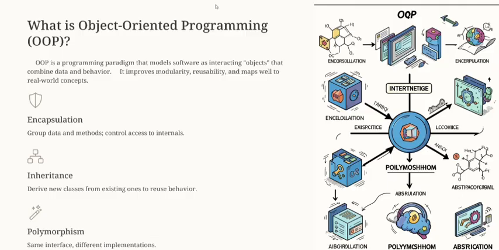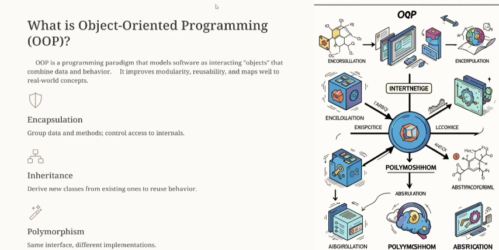So let's start with the basic question. What is object-oriented programming? Object-oriented programming is a programming approach where programs are designed using objects. In traditional programming, we mainly focus on functions and procedures. But in OOP, we focus on objects that contain data and behavior. Data represents the information about an object. Behavior represents what an object can do.